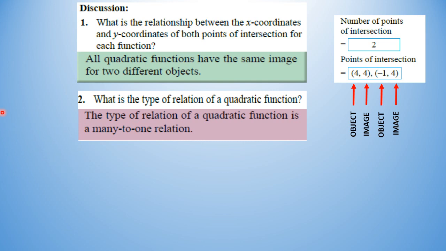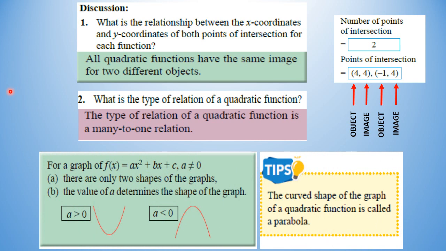Question number 2. What is the type of relation for a quadratic function? The type of relation for a quadratic function is a many to one relation. What is the meaning of many to one? Here, we have two different objects, so there is many. And then we have the same value for the image, so that is 1. So this is a many to one relation.